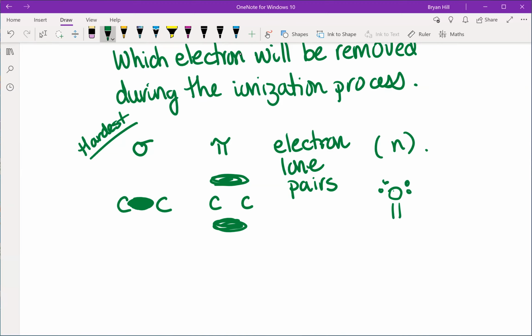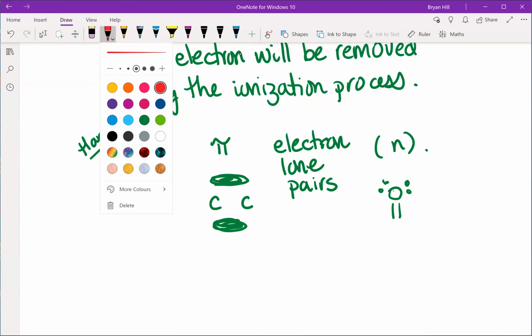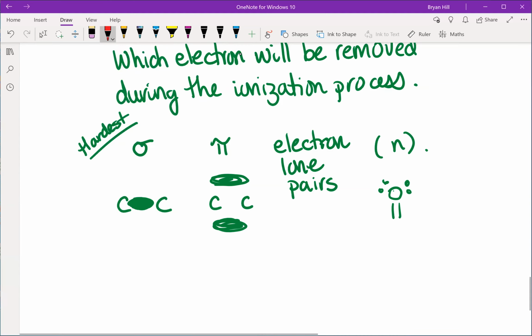I think lone pair electrons would be easier. Yeah, it turns out that's correct. So the lone pair electrons, they're not involved in any bonding, right? So unless they're delocalized because of some resonance structure, they're basically off by themselves. So typically, lone pair electrons are the easiest to remove. Pi electrons would be the next, and then the hardest would be sigma.